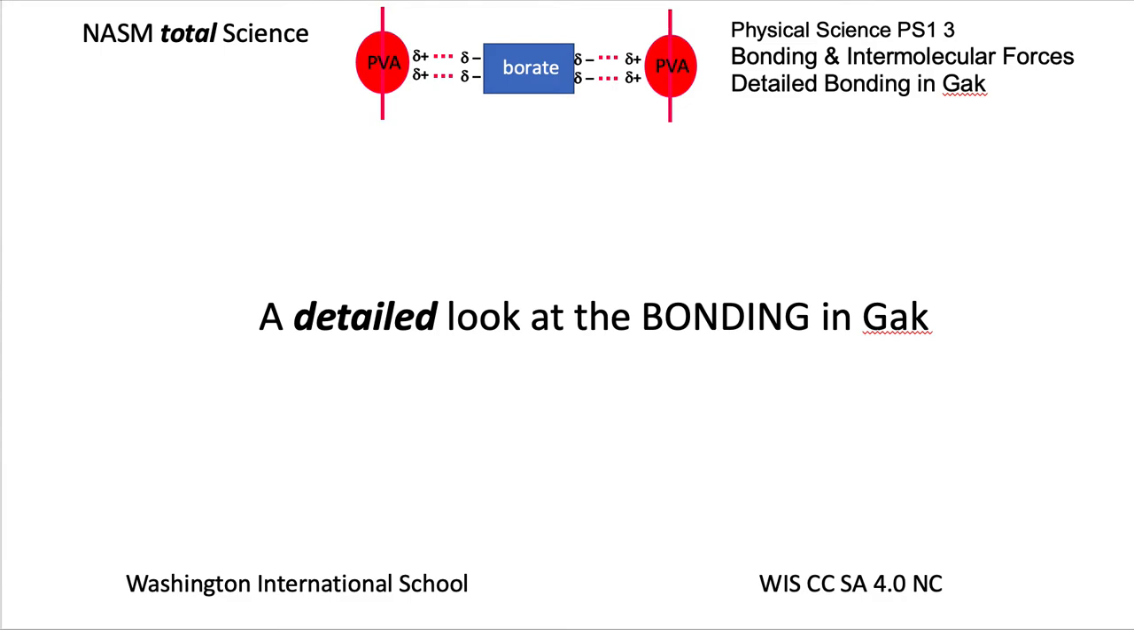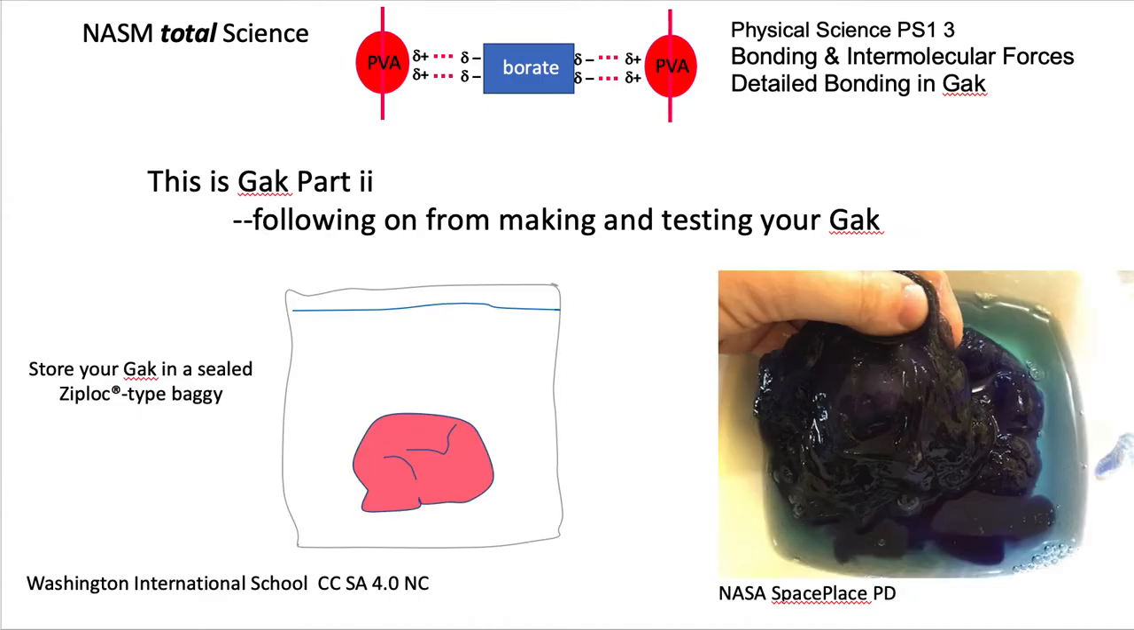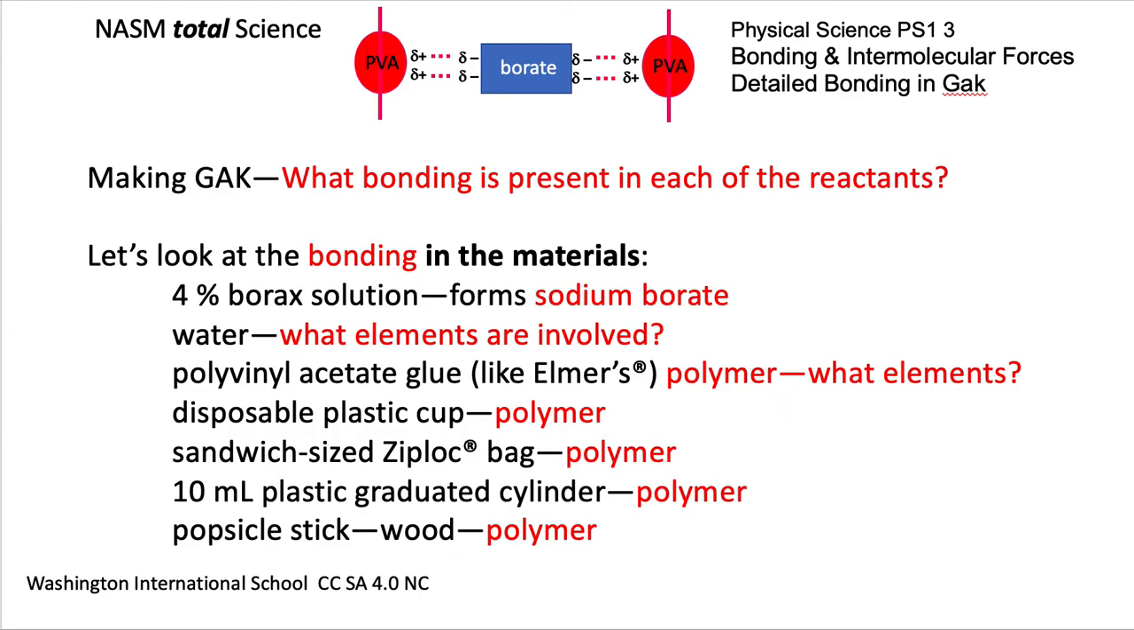GAK, and now we're going to look in more detail at the bonding that's occurring. You've probably got your GAK in a baggie. If not, get to that stage, make sure you've seen what happens between the reactants and the products as you make GAK. And we started off with these materials and asking the question, what bonding is present in each of the reactants and the materials that you're going to use?